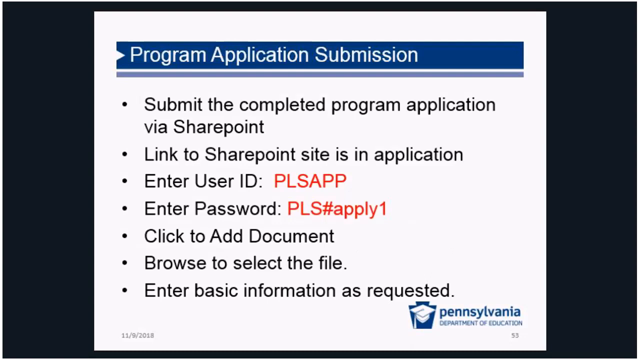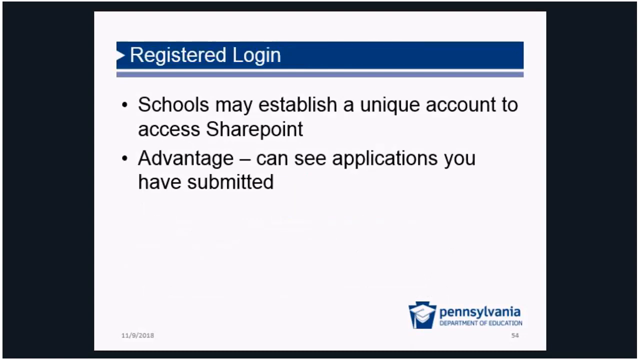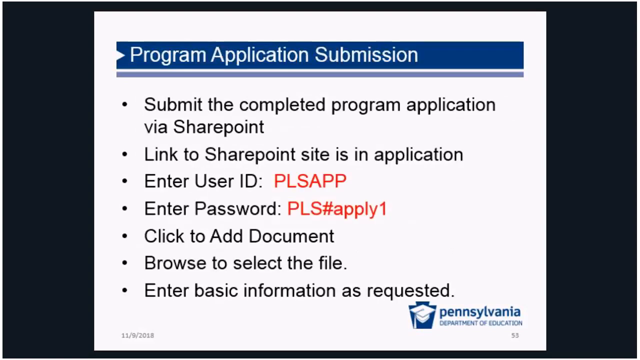You will click to add the document. You will select the document from your own computer, and you will see a screen that asks you to enter some basic information on the application. This screen has a red warning sign that says, please complete this information. If you don't complete that information, your application will go to the wrong place in SharePoint, and while it can be retrieved, it's not immediately visible to staff.